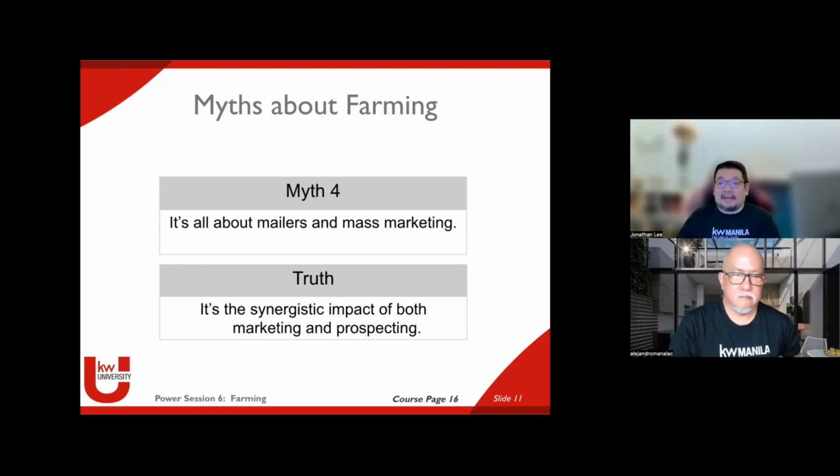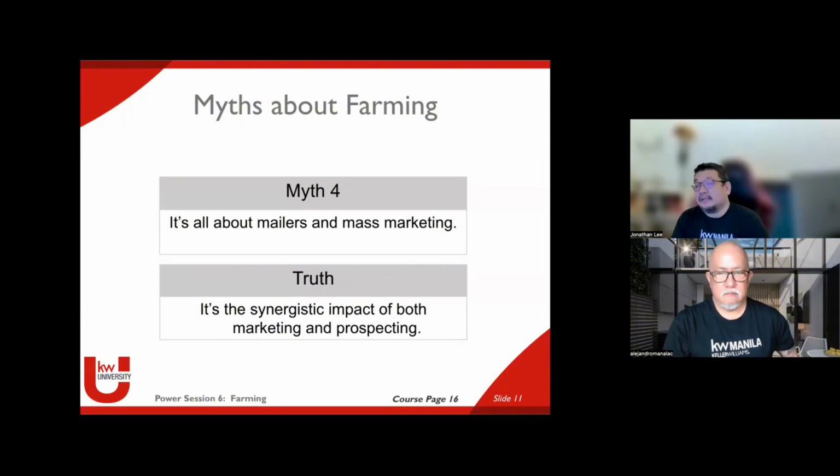"It's all about mailers and mass marketing." That's not true. It's all about having a synergistic impact on both marketing and prospecting. You need to connect with them and you need to market. You cannot go and do a farm and just be very passive about it. You need to sit down and talk to people. One of the things I used to do when I was an on-the-ground real estate person: there are 2 particular groups of people that I talk to almost every week. The first group, the security guards in the condos. They know me by name, I know them by name. Second, the management office people in the condos. They know me by name, I know them by name.